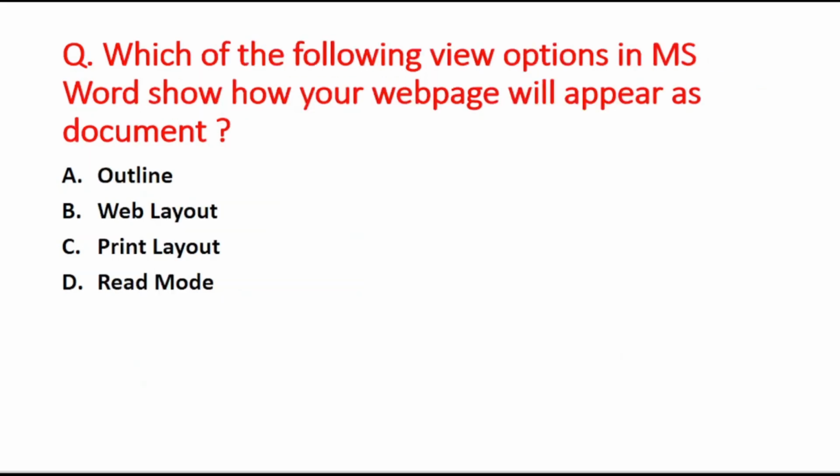Next question is, which of the following view options in MS Word shows how your web page will appear as a document? Your A option is outline, B option is web layout, C option is print layout, and D option is read mode. So right answer is option B, that is web layout.